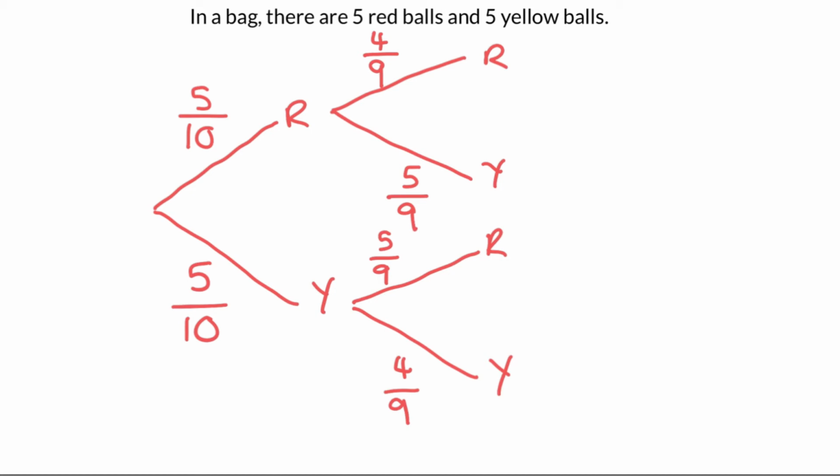So if we wanted to work out the probability of the first ball being red, we can see from the tree diagram that that's 5 over 10 or a half. We can read that straight from the diagram.